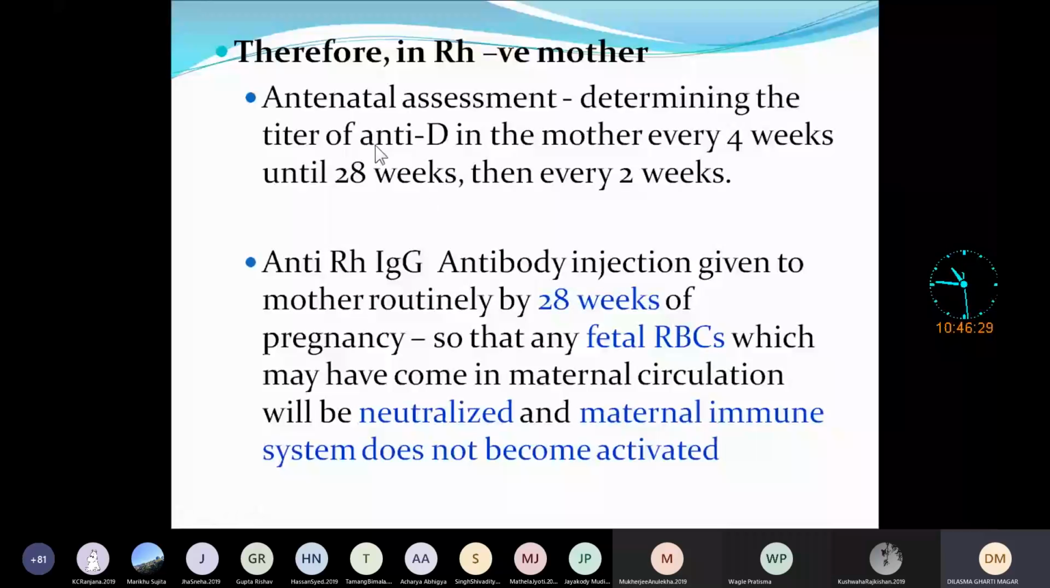So here, if the mother is Rh negative, whether the baby is or not, we give this one. We give the injection of this anti-Rh immunoglobulin, or the anti-Rh antibody injection, to the mother routinely by 28 weeks of pregnancy. Whatever fetal RBCs are there will have the D antigen, isn't it? So this D antigen and the anti-Rh immunoglobulin antibody to this antigen will cause lysis of the fetal RBC. So the mother will not be sensitized for the formation of this anti-D.